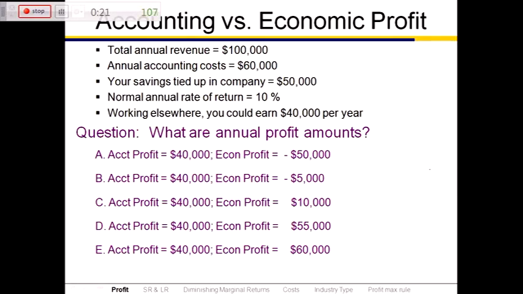Notice that all those options have the same answer for accounting profit because we just figured that out. This is something you should be able to do without a calculator. You can do 10% without a calculator.